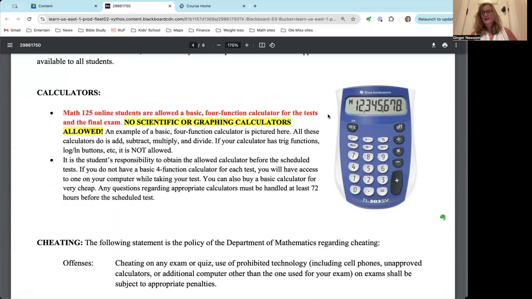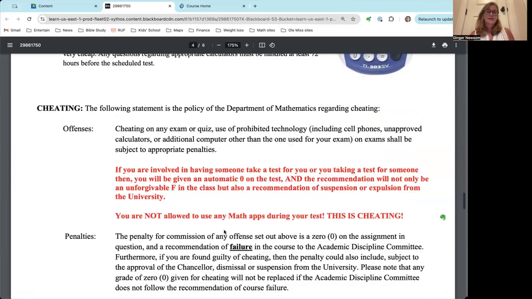Okay, here's an example of the calculator I was telling you about, the 4-function calculator that you'll be using. There's all different looking ones, but they're basically calculators that don't have the trig functions on it, like sine or cosine or tangent, but just basic 4-function. That's what you'll have when you're taking your test.